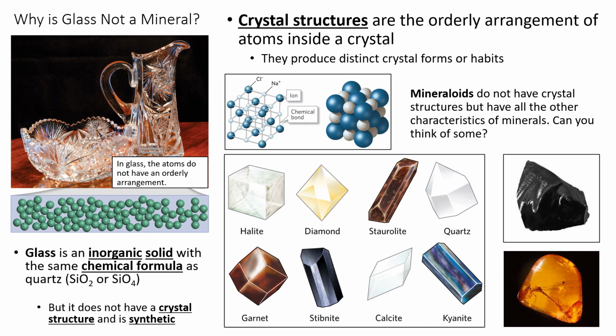Glass is not a mineraloid because it is synthetic, but the black mineraloid on the right side of your screen is called volcanic glass or obsidian, which is distinct from human-made glass. And this is a mineraloid because it has all of the characteristics of a mineral, except it lacks a crystal structure. The reason for this is that as it explodes out of a volcano, it cools too quickly for atoms to arrange themselves in an orderly fashion.